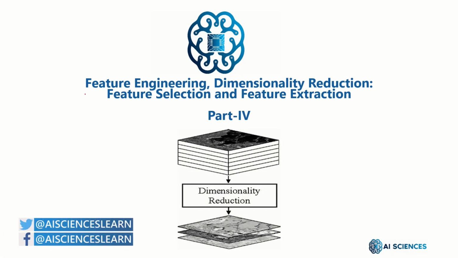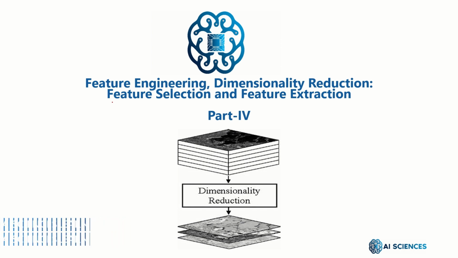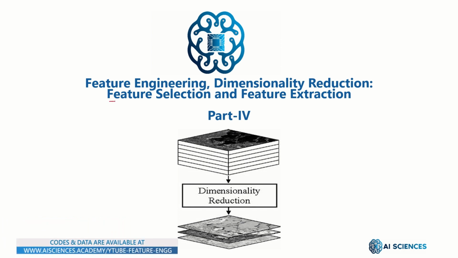Hello and welcome to part 4 of the video series about feature engineering, dimensionality reduction, feature selection, and feature extraction. In the previous 3 parts, we discussed mainly what dimensionality reduction is, and particularly we talked about feature selection. We saw that feature selection is a mechanism that selects a subset of the original features that meet a particular criteria.